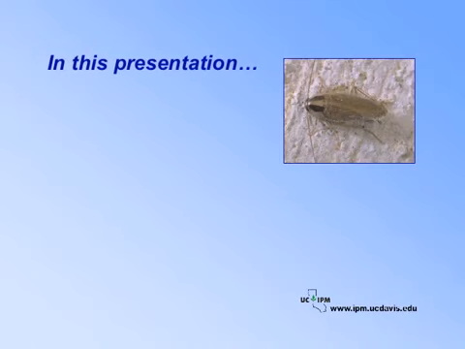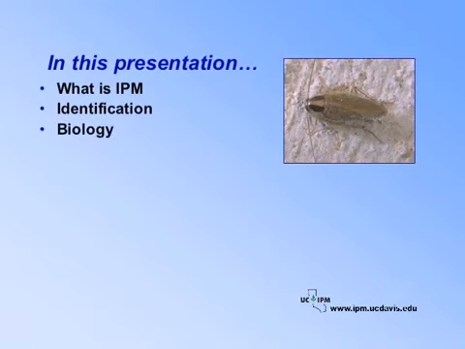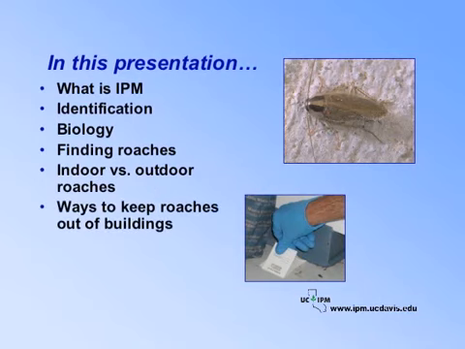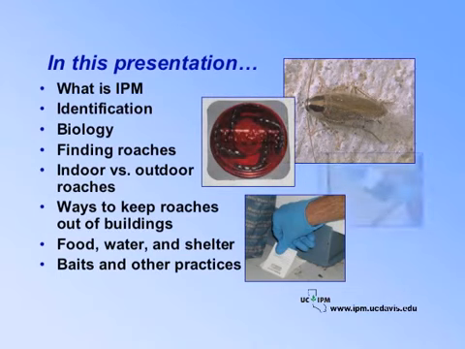This presentation will show you how to carry out an IPM program for cockroaches. We'll define IPM, explain why cockroach identification is so important in an IPM program, discuss general roach biology, and explain how to find roaches before the infestation becomes overwhelming. We'll distinguish indoor cockroach species from outdoor ones and discuss management strategies for each. We'll discuss ways to keep roaches out of buildings and emphasize the importance of removing food, water, and shelter. Finally, we'll discuss baits and other management practices as part of an IPM program.